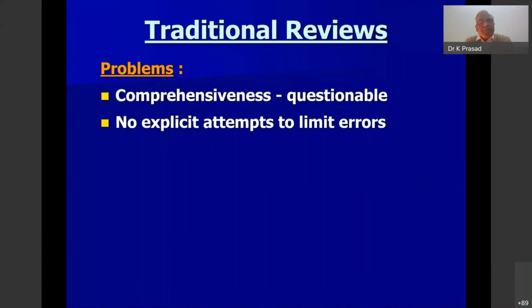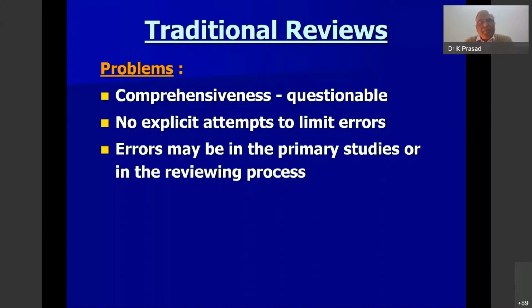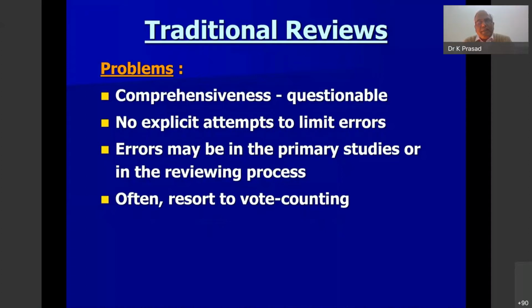They also don't use any particular way or methods to limit errors in conducting the review. The errors may be in the primary studies which they are reviewing, or it may be in the reviewing process. Often they resort to vote counting. Vote counting means they just count how many studies are positive, how many studies are negative. Take corticosteroids in COVID-19. They will say how many trials are there, how many trials are in favor of corticosteroids, so they are positive, and how many trials did not show any benefit, so they are negative. Even though this classification itself is problematic, this is something which people used to do for sure.